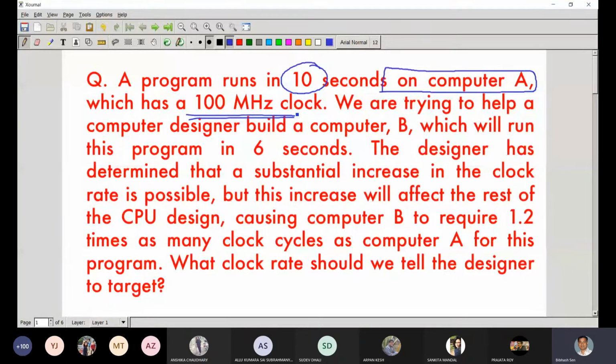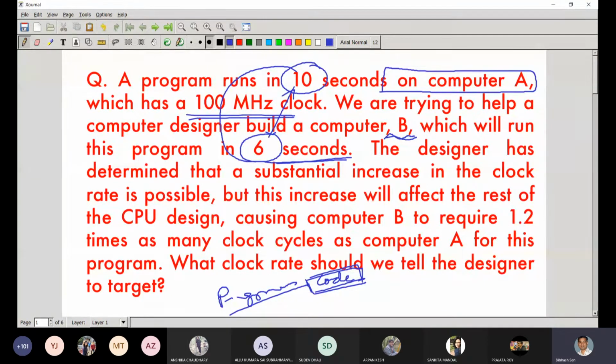We are trying to help a computer designer build a computer B. Now it's another computer B which will run this program in 6 seconds. So your time target is changed from 10 to 6 seconds. That means the program is the same, particularly the code. The code is not different, because only the time part is what you have to consider.